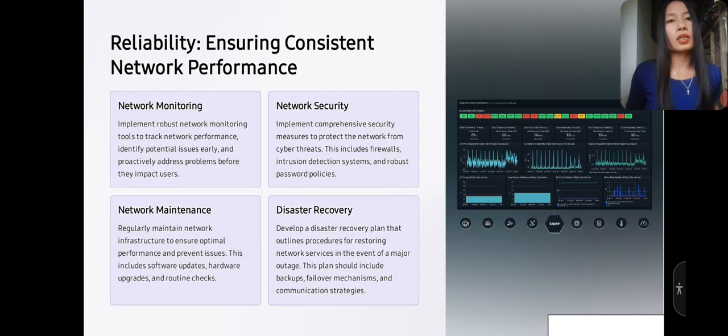And the next is reliability, ensuring consistent network performance. First is network monitoring. Implement robust network monitoring tools to track network performance. Identify potential issues early and proactively address problems before they impact users.